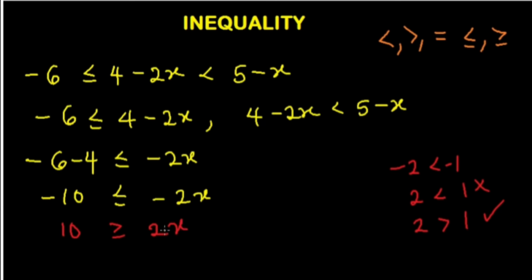Then you can now multiply by 1 over 2, and I will have 5 greater than or equal to x. Is that cool? So I will have x is less than or equal to 5, just to rearrange this one. So this will be my final answer for this part.